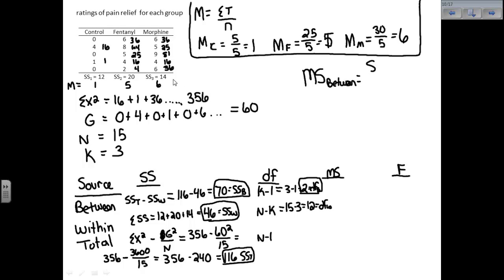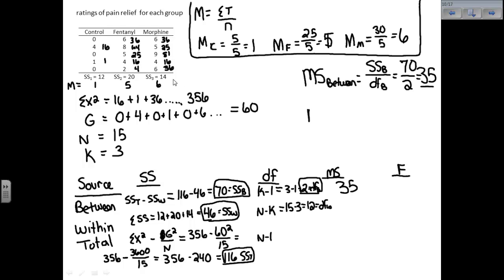is just equal to the sum of squares between divided by degrees of freedom between. Well, the sum of squares between is 70. Degrees of freedom between is 2. 70 divided by 2 is 35. I'll just plop that right here.